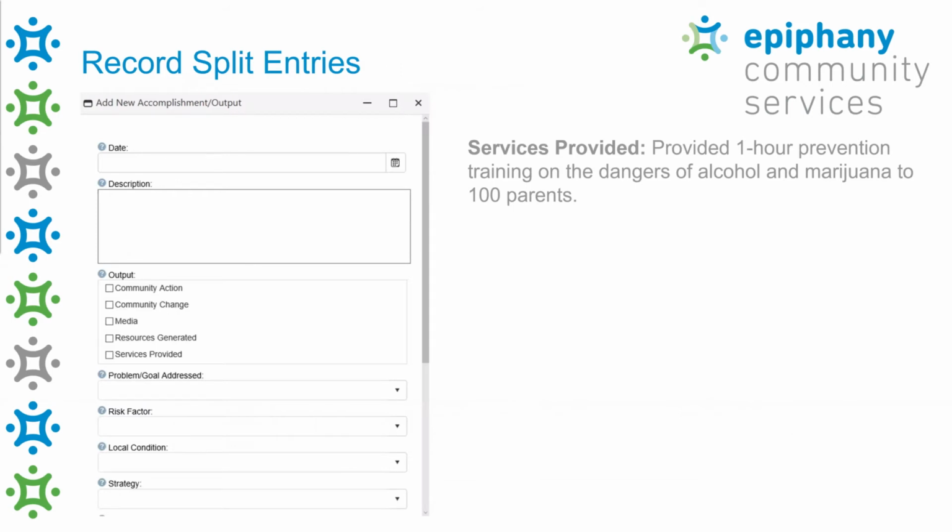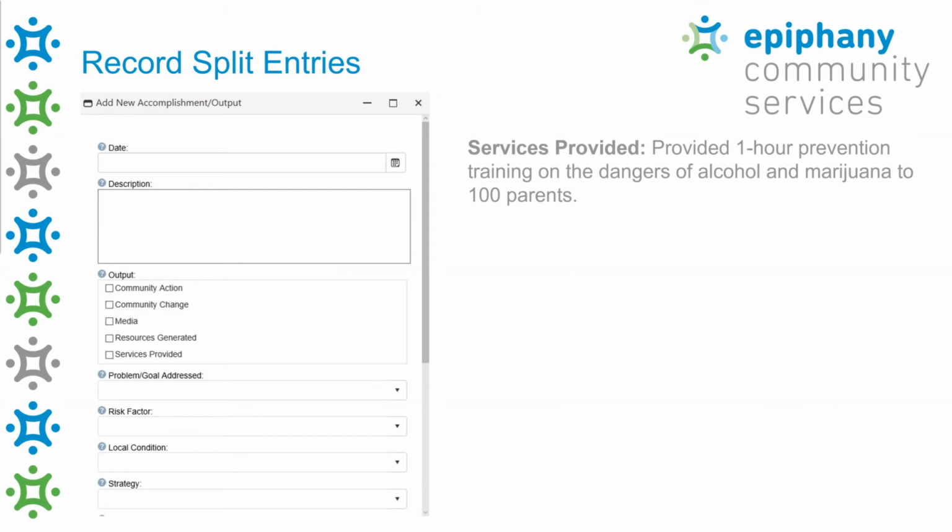So the first one we had was our services provided. We know that we provided a 1-hour training on the dangers of alcohol and marijuana to 100 parents. Remember, we had our services provided in gray, so that's why it's gray over here. Now, when it comes to actually putting this into my data entry form, I'm looking at this description and it doesn't really scream splitting of an entry to me. It's missing some information.